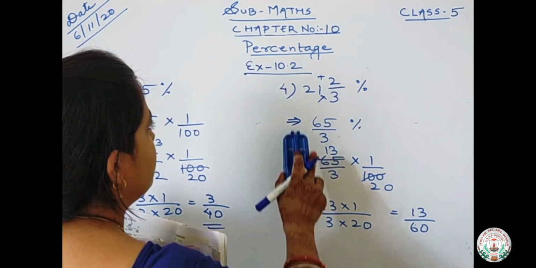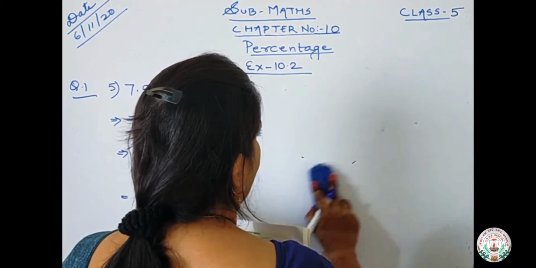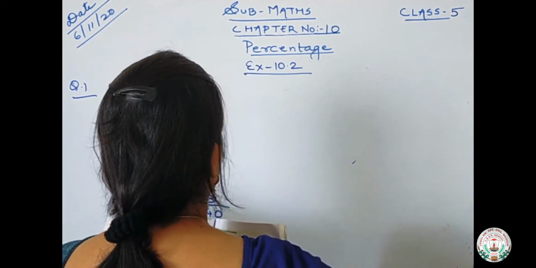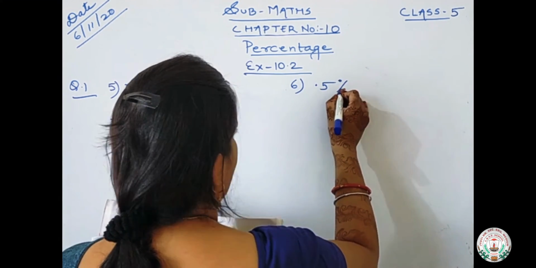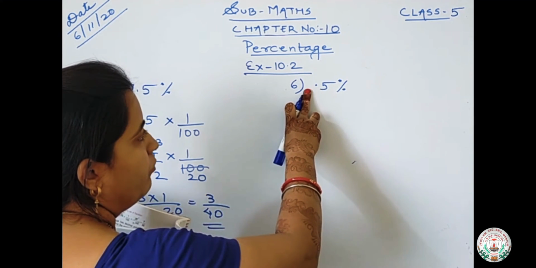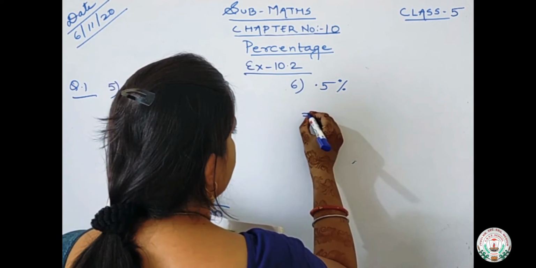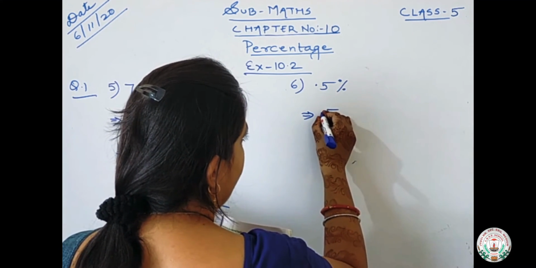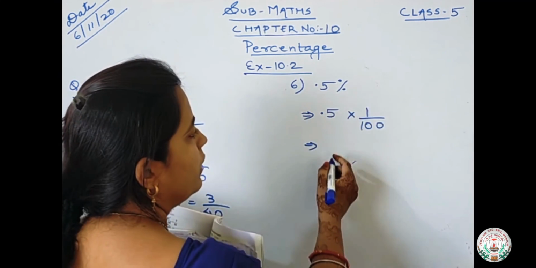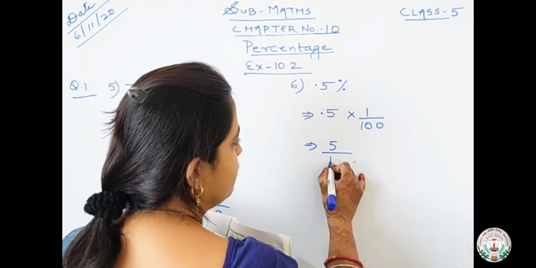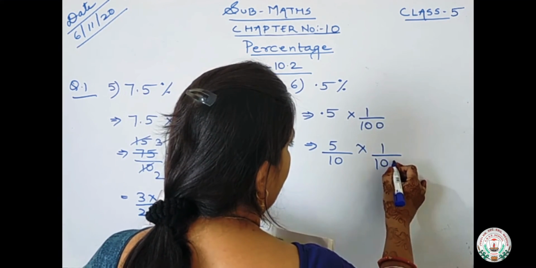Now next is number 6. What is number 6? Number 6 is 0.5%. After point or before point, here nothing is given, so we will take as one place of decimal. So first we will write in place of percentage 1 upon 100. Then we will remove the decimal. One place of decimal is here, so 10 will come, means 10 into 1 upon 100.